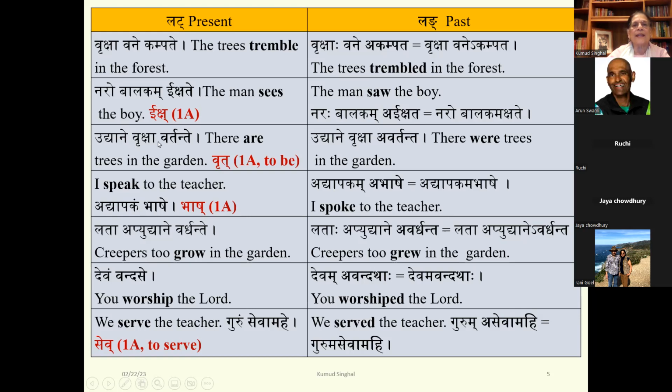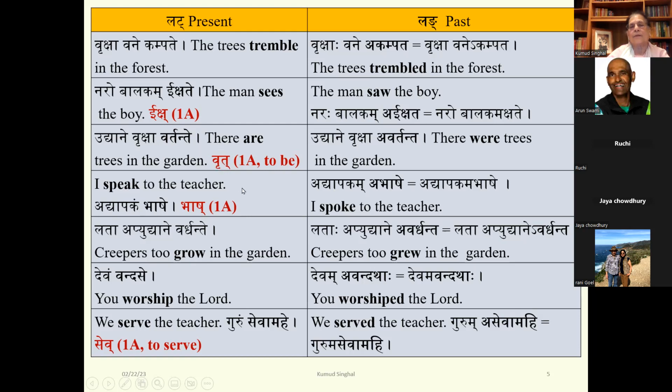Then udyane vrikshah vartante. This dhatu is used quite often. It is like the as dhatu but a parasmaipada dhatu. So vrit means to be. Since this is a medial vowel, it will take a guna, ar. That's why vrit becomes vart, vartante.